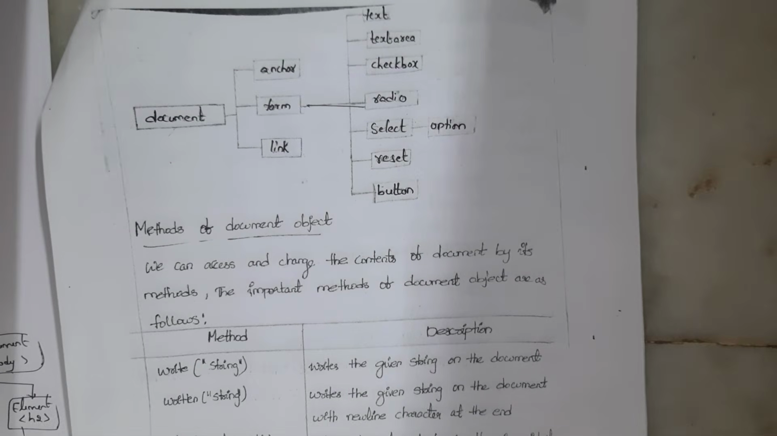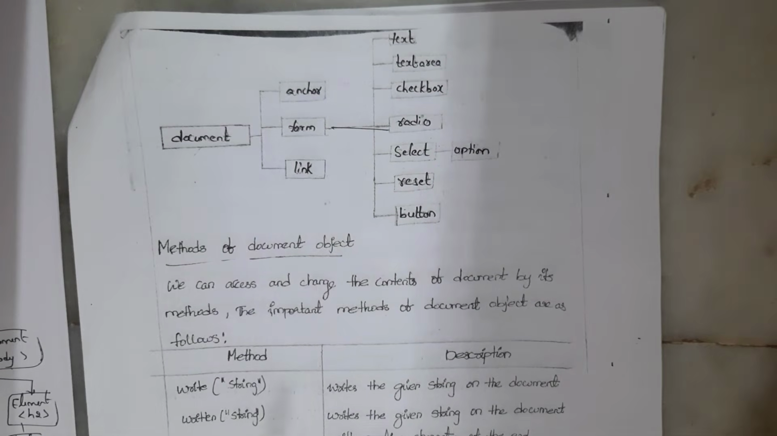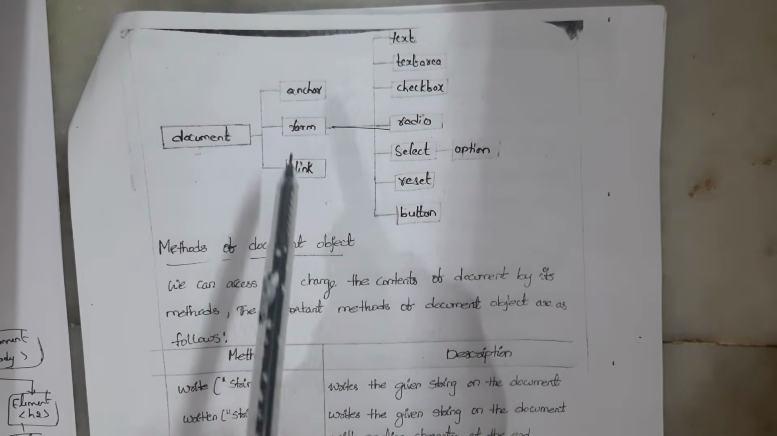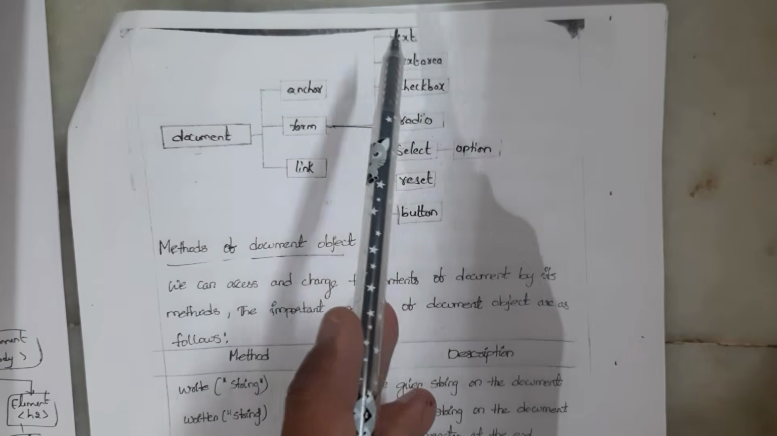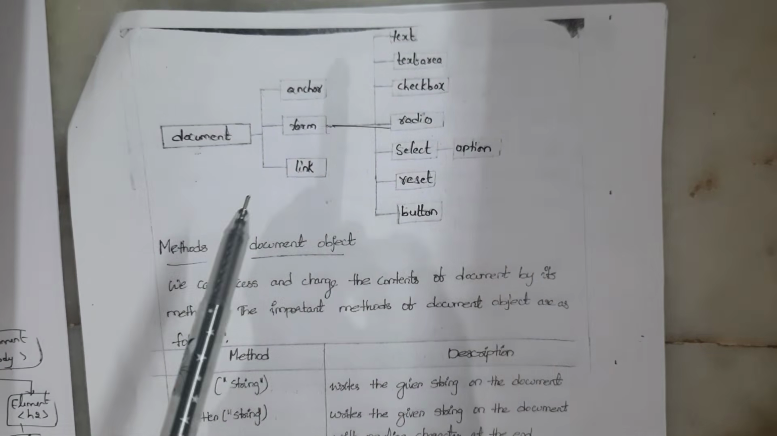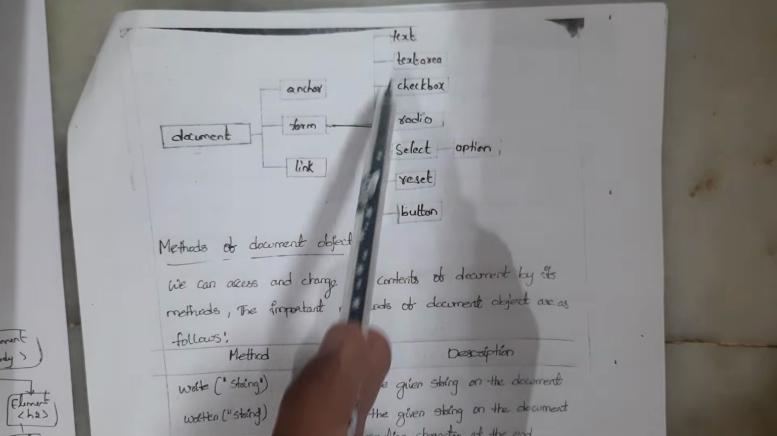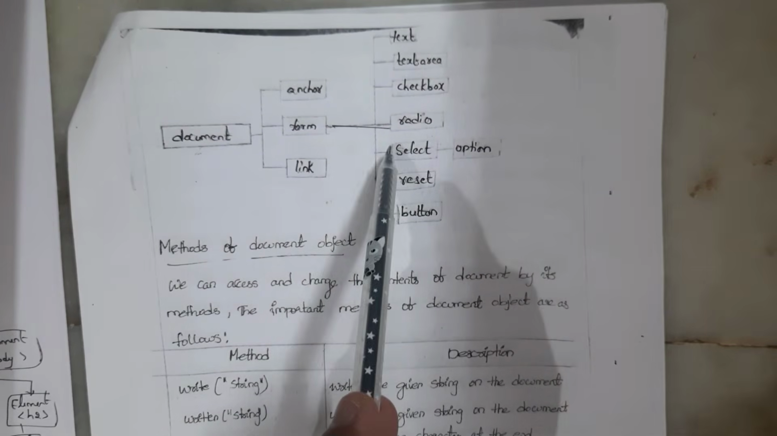And there are some properties of the document object. This is the diagram. Document contains anchor, form and link, and form contains text, text area, checkbox, radio, select, reset and button. These are the things that form contains, and select is optional.